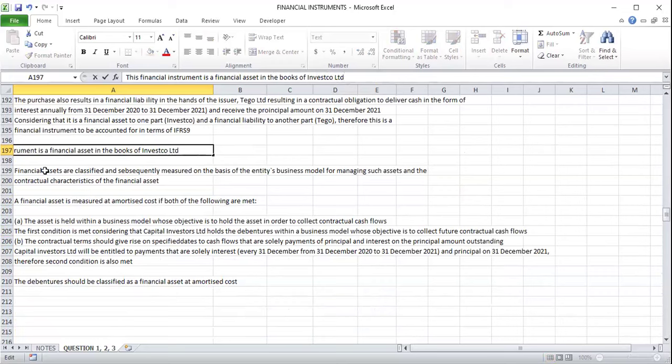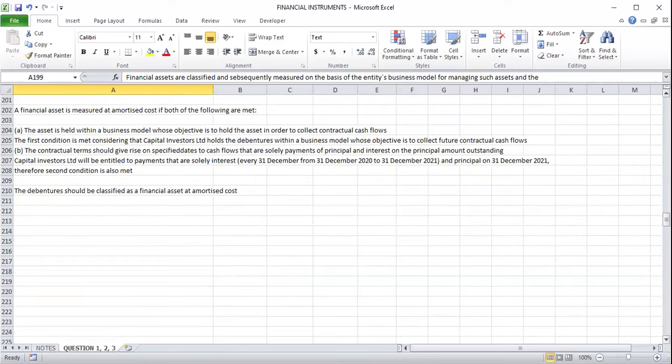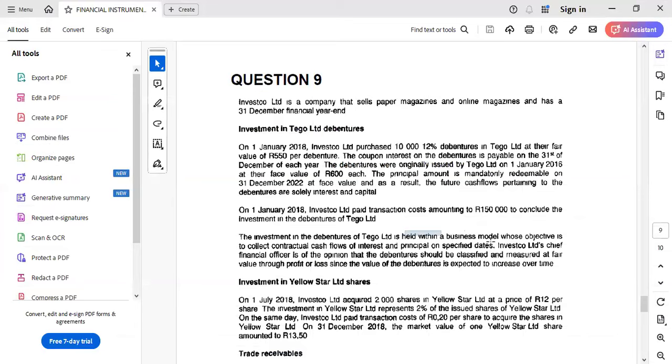Right. If financial assets are classified based on the business model. Right. The 2 conditions is the asset should be held with a business model whose objective is to collect contractual cash flows. And we've been told here that Investco, they hold the financial asset within a business model whose objective is to collect contractual cash flows. So the first condition is met.